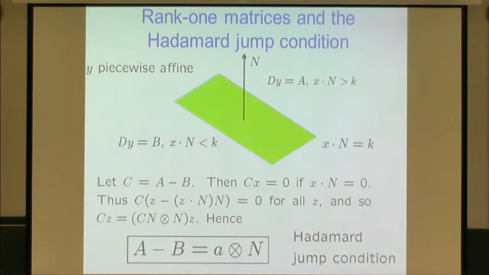And therefore you get that C, which is A minus B, is a vector a tensor producted with n. And the vector is, of course, just Cn, A minus B acting on n. So that's the Hadamard jump condition. It says that in order for this picture to be possible, if A is different from B, then A minus B must be a matrix of rank 1. And what's more, the second vector in that matrix of rank 1 will give you the normal to the interface.